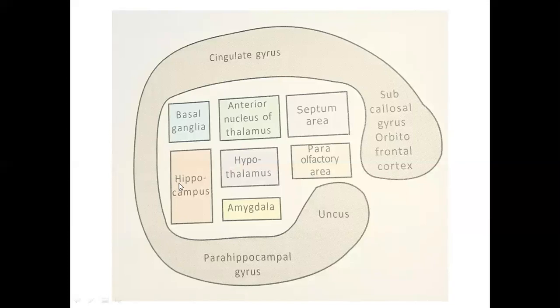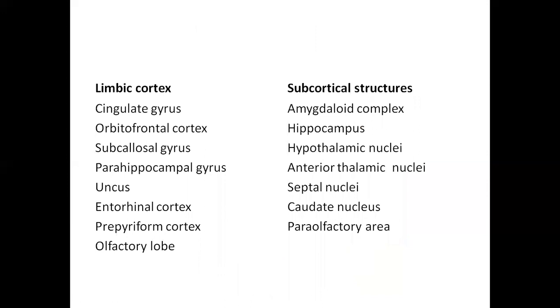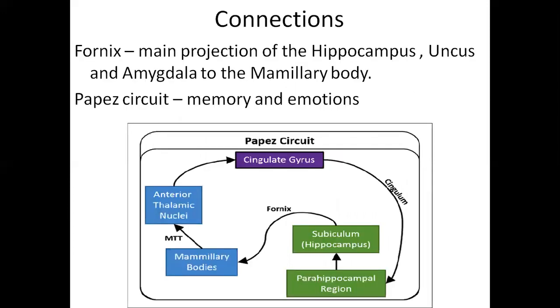The limbic system consists of the limbic cortex and the subcortical nuclei. The limbic cortex has cingulate gyrus, orbitofrontal cortex, subcallosal gyrus, parahippocampal gyrus, uncus, entorhinal cortex, pre-piriform cortex, olfactory lobe, and subcortical structures namely amygdaloid complex, hippocampus, hypothalamic nuclei, anterior thalamic nuclei, septal nuclei, caudate nucleus, para-olfactory area.